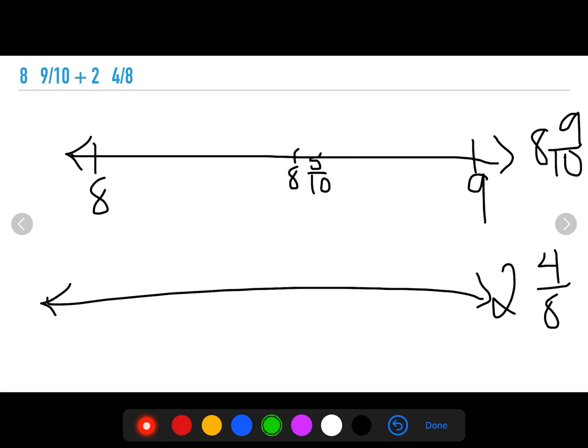Now I'm going to go ahead and fill in my number line until I can figure out where I'm going to put 8 9/10. Well, this is 8 5/10, 8 6/10, 8 and 7 tenths, 8 and 8 tenths, 8 and 9 tenths, 8 and 10 tenths. So 8 and 9 tenths is right here. I know that 8 and 9 tenths is closer to 9 than it is to 8, and it's closer to 9 than it is to 8.5. So I know that I'm going to be circling 9.